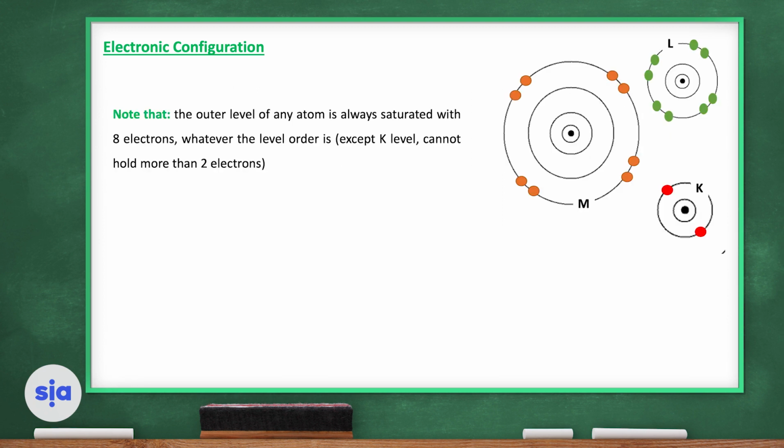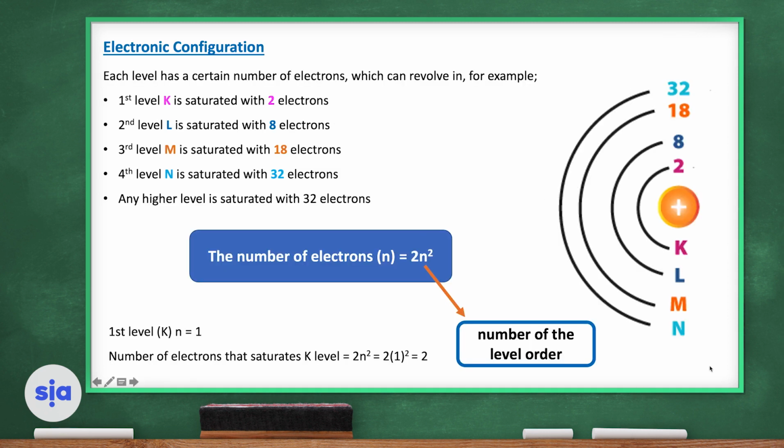But note that the outer level of any atom is always saturated with 8 electrons. What does this mean? Look at this picture again. M level is saturated with 18 electrons. But if M level is the outermost level in an atom, it will not hold 18. It will hold only 8.